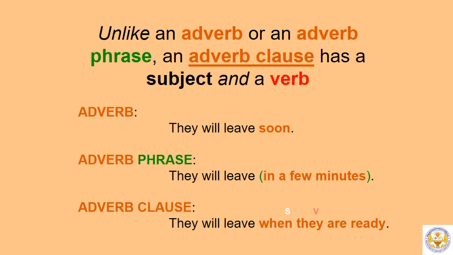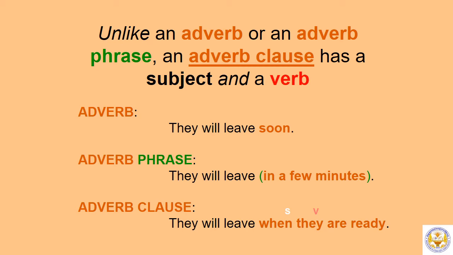So unlike an adverb or an adverb phrase, an adverb clause has a subject and a verb. It's like the other dependent clauses that we just talked about, the noun clause and the relative clause. An adverb clause also has a subject and verb. Look at the examples below.